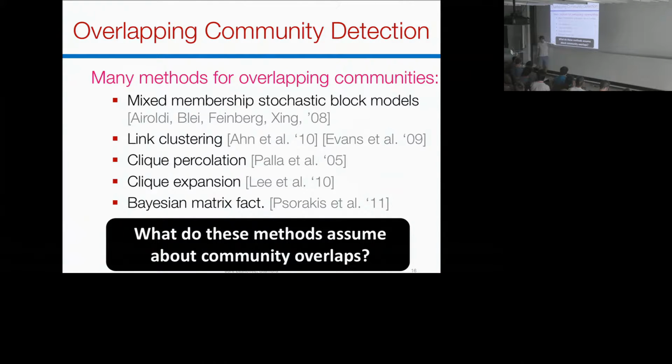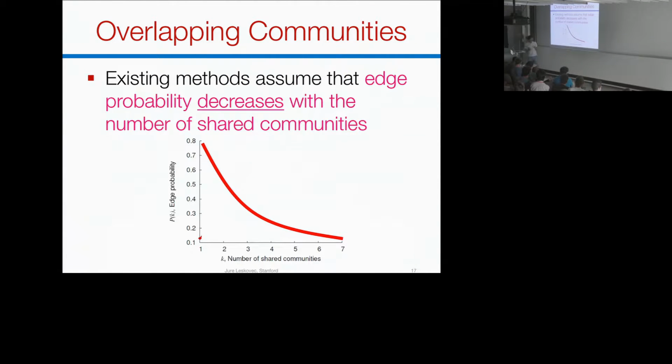You can start asking, if I go deep into these methods and really try to understand them, rather than just look at them as given, where they show me 3 examples of nice clusters and I'm all sold. But if I really go inside and ask what these methods are assuming about the structure of the network, then what they are really assuming, unknowingly, is that the more communities, the more clusters 2 nodes have in common, the less likely they are connected.